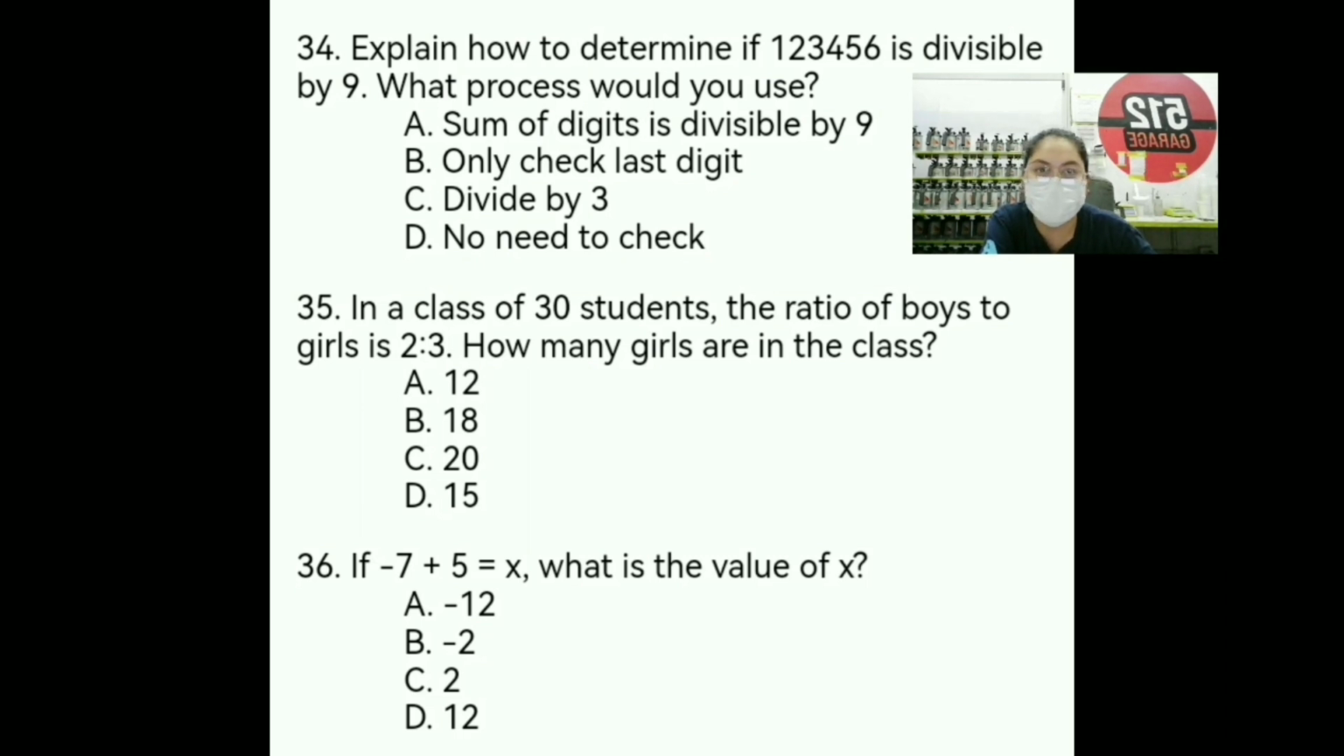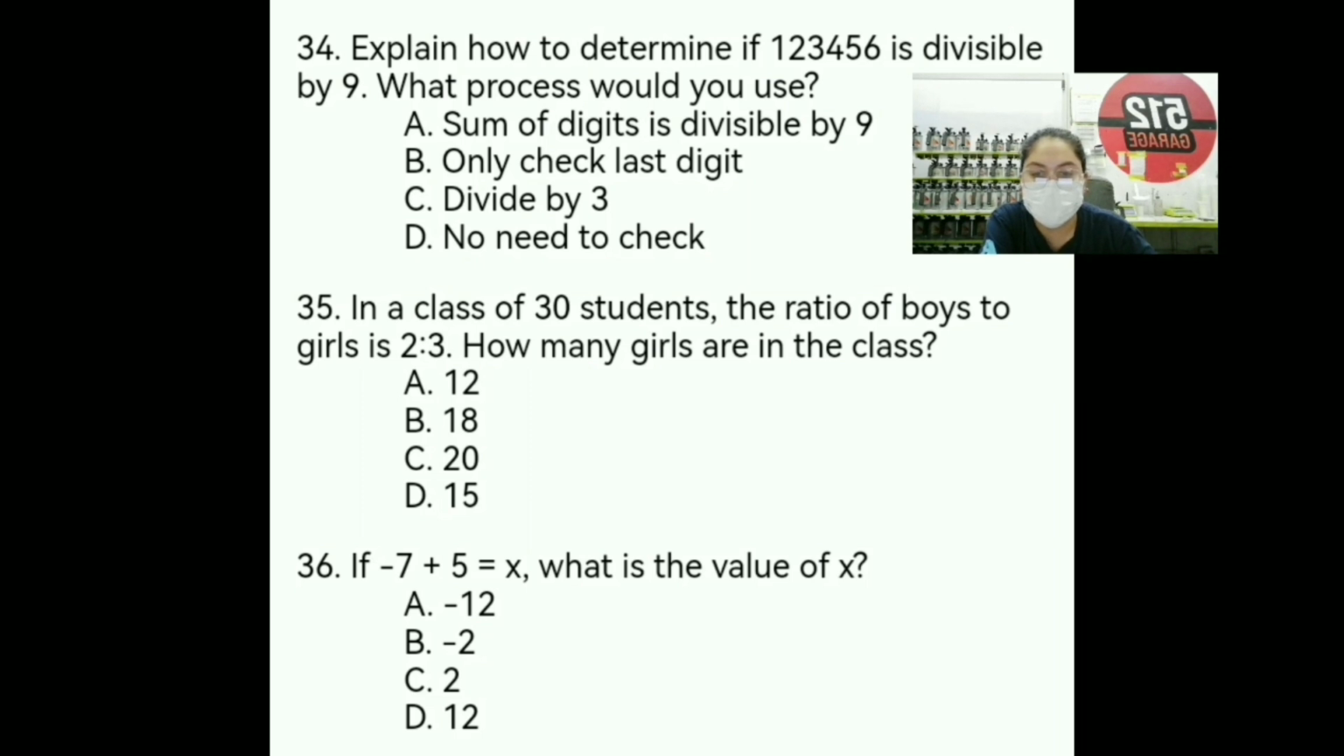Letter C, 20. This is incorrect. This exceeds the total number of students allocated to girls in this ratio. Letter D, 15. This is also incorrect. This is an incorrect calculation and does not match the ratio. So the final answer is letter B, 18.